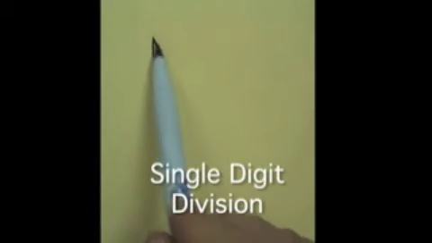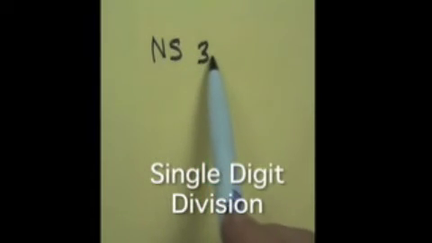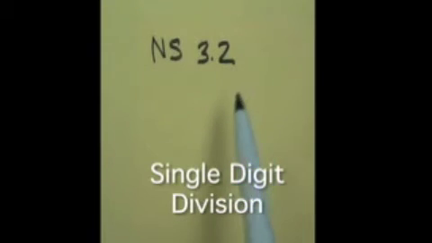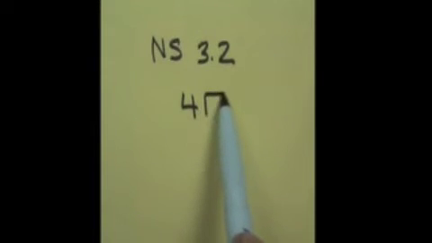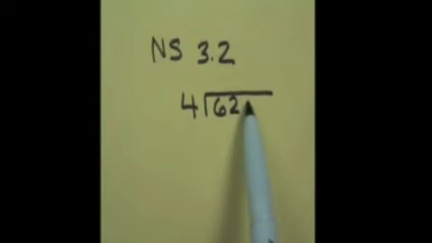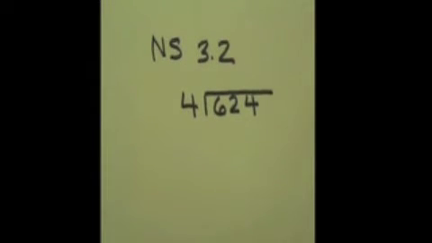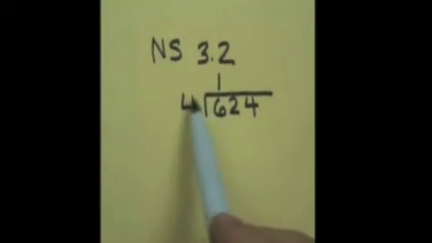Okay, we're doing single digit division, doing number sense 3.2. Now in single digit division, the single digit is on the outside of the division bar. The number we're going to divide is 624. Now the first question we ask is how many times does that 4 go into the 6? Okay? And the answer is 1. Why? It's because 1 times 4 equals 4.